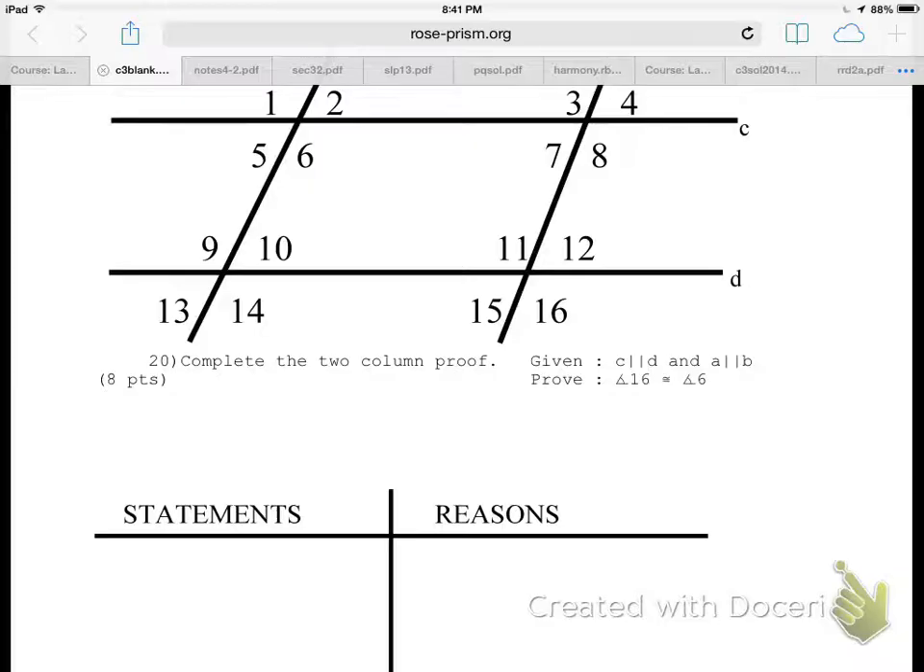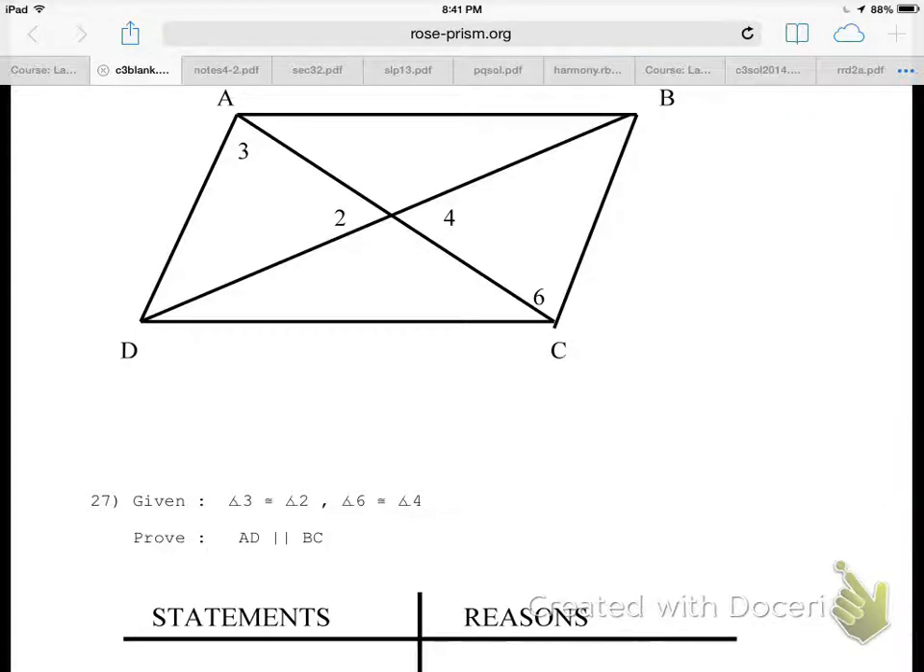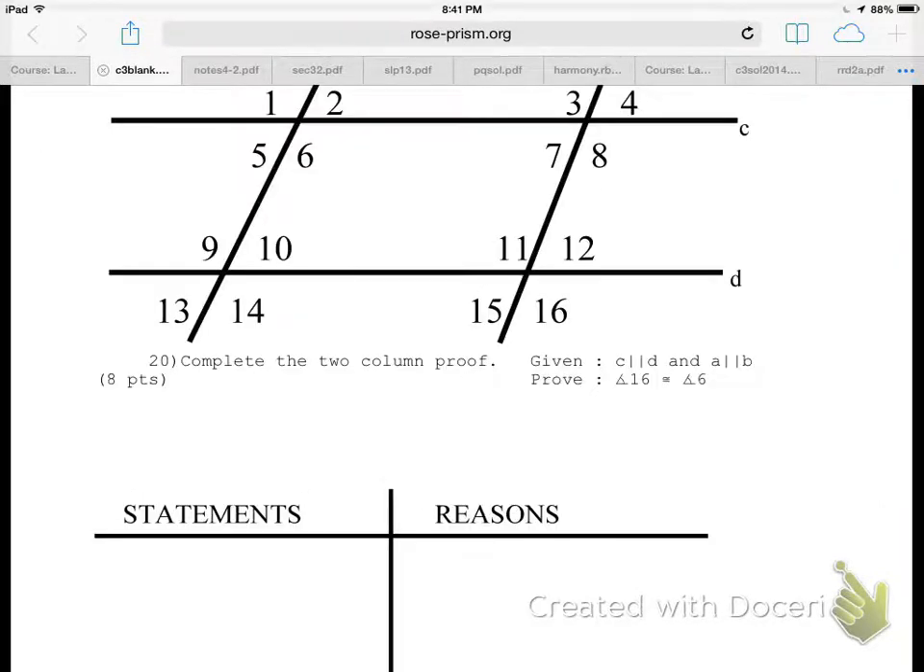I think I got rid of the whole page. Well, that wasn't good. I got rid of more than I wanted, but it gave me a clean page to work on. So we'll go ahead and do that.